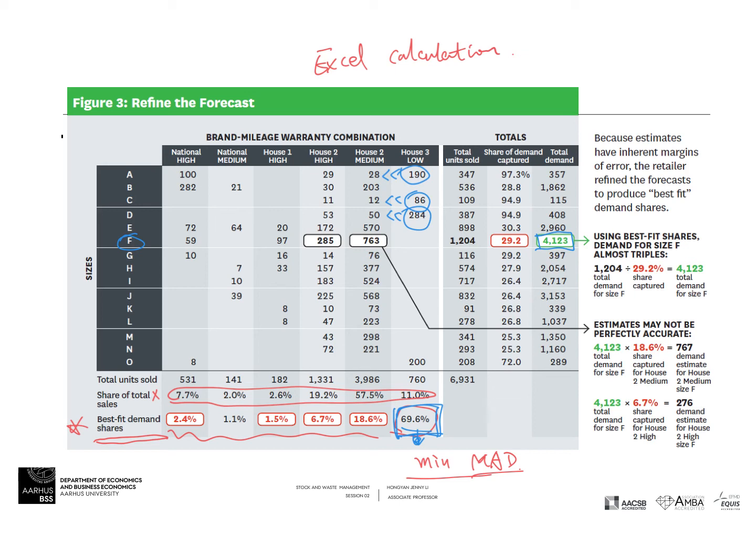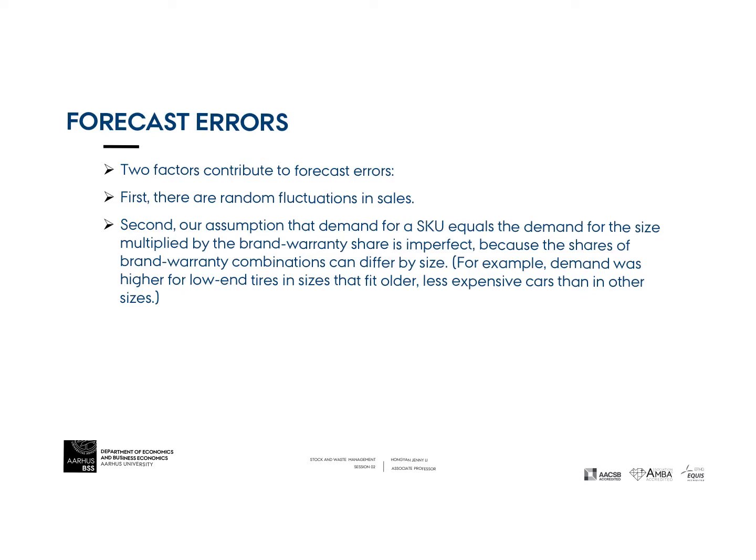So after you found the best fit demand shares, then you can recalculate the share of demand captured, and you can see for the size F items, you only captured 29.2% of sales, and the expected total demand is up to 4,123. So we all know the forecast is never accurate, so we should be aware of the forecast errors.